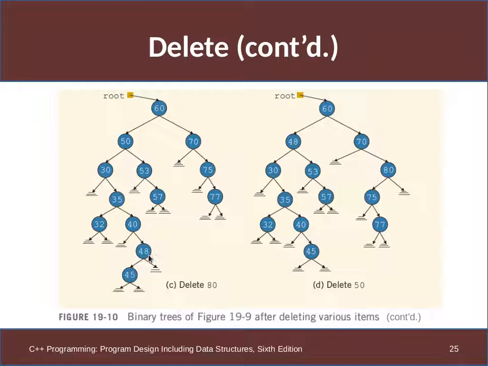So which one did they choose? They chose the 48. So they swapped the 48 with the 50. That's why 48's up there. And then they shifted up the 45 and hooked it up right there. So they picked the largest number on the left side. Largest number on the left, smallest number on the right. Either will work.